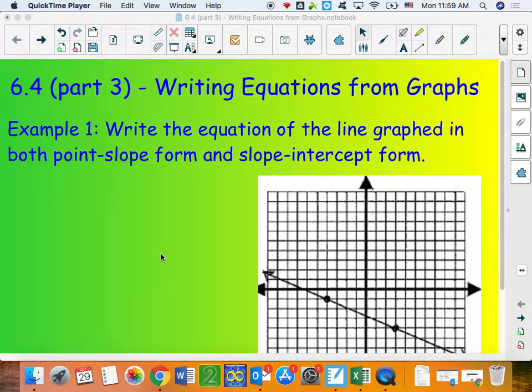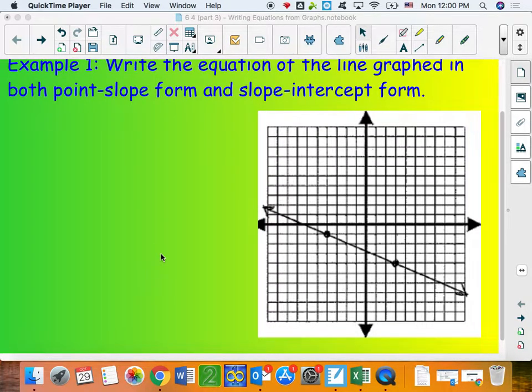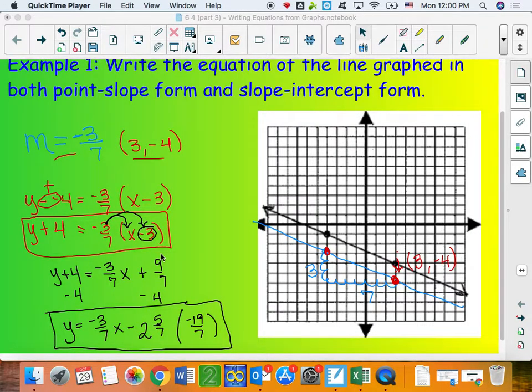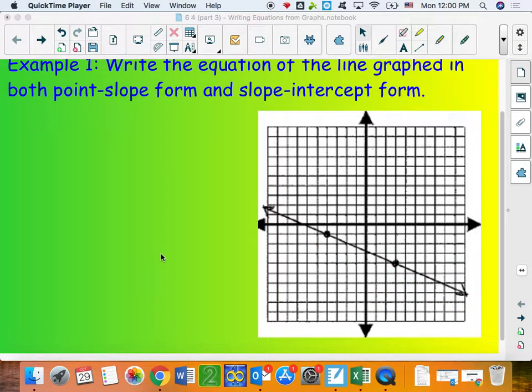6.4 part 3 is going to be writing equations from graphs, and we've done this, only the difference is, if you notice here, our graphs, these lines, you're not going to be able to tell where the line is crossing the y-axis. So the other ones we did, you could tell where it crossed the y-axis. This time, that's not a clear number, and so we're going to have to do a little bit of work to figure out where that y-intercept actually is.